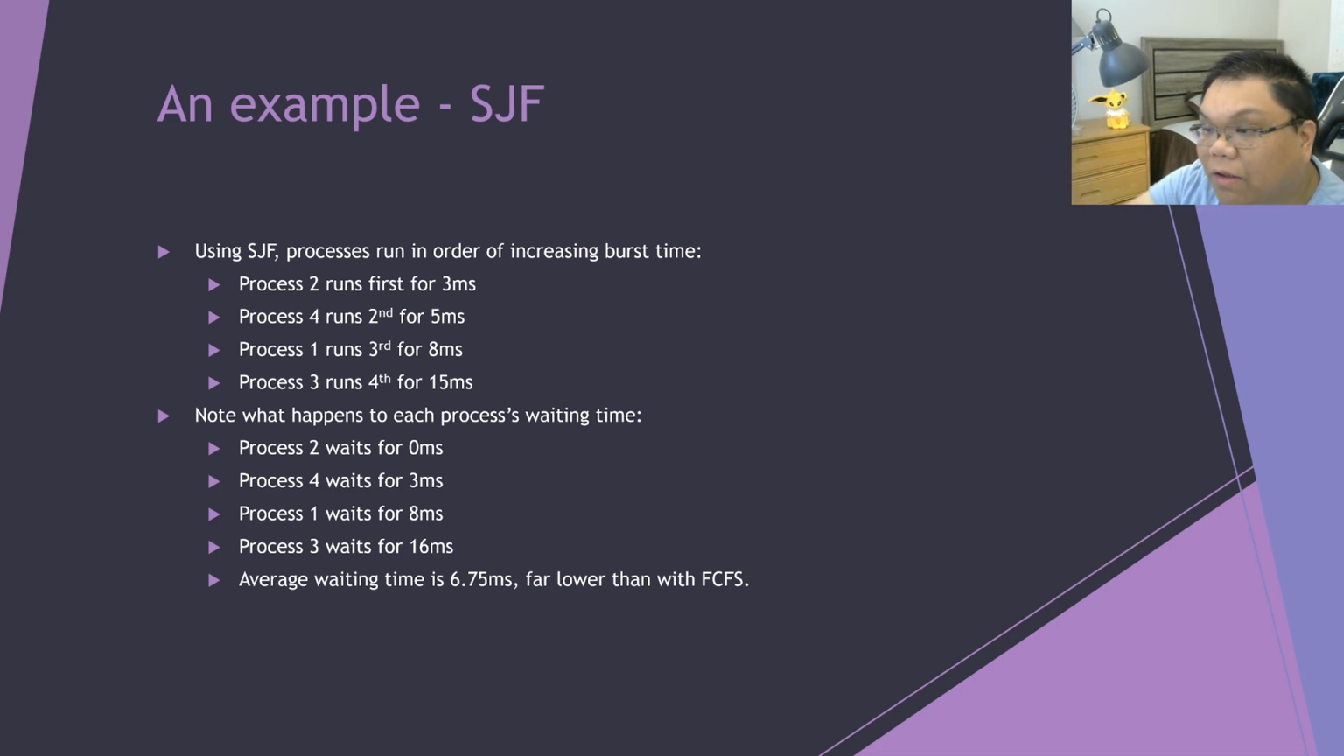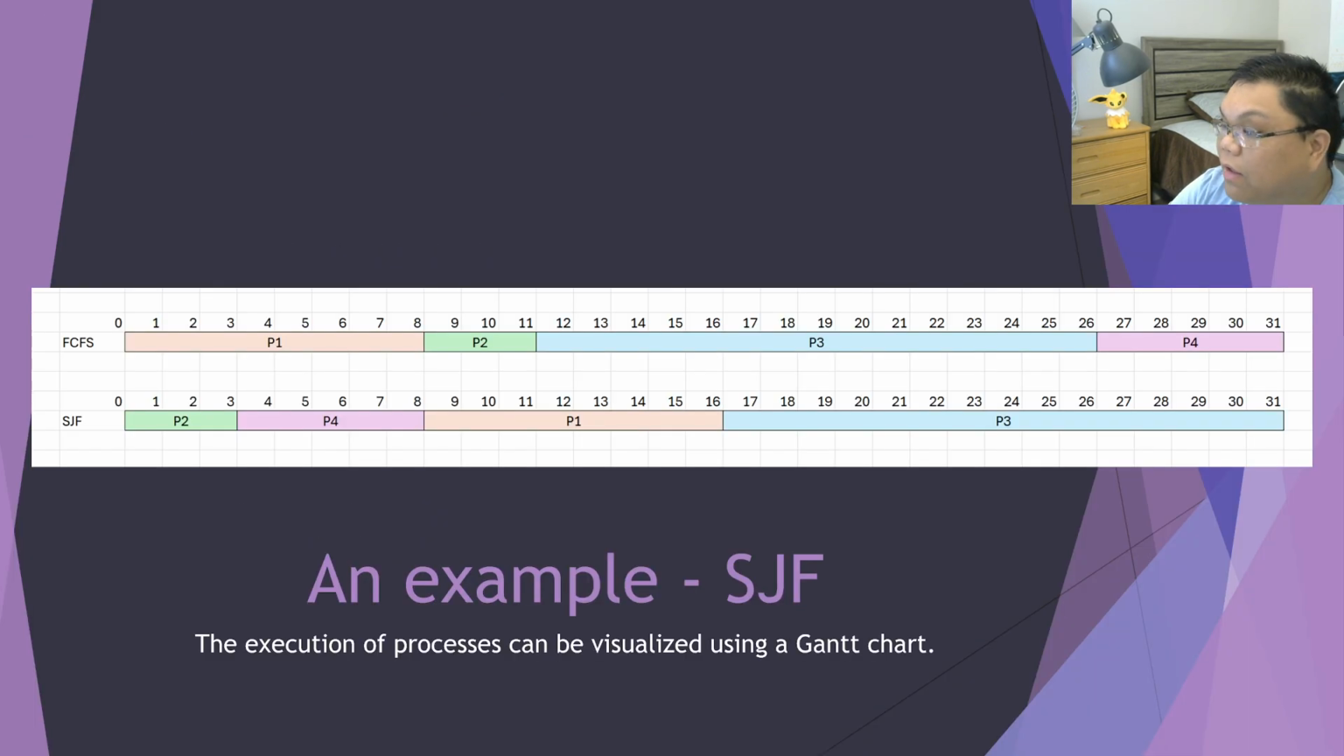So process 2 runs for 3 milliseconds. And then process 4 has to run for 5 milliseconds. And then process 1 runs for 8 milliseconds. This totals up to 16 milliseconds of waiting time for process 3. That's the last process. So, if we average that, we get 6.75 milliseconds, which is far lower than with first come, first serve. We can draw all this out using something called a Gantt chart.